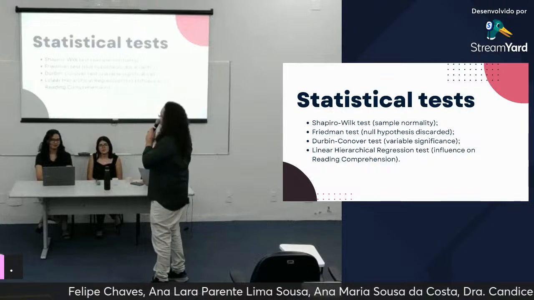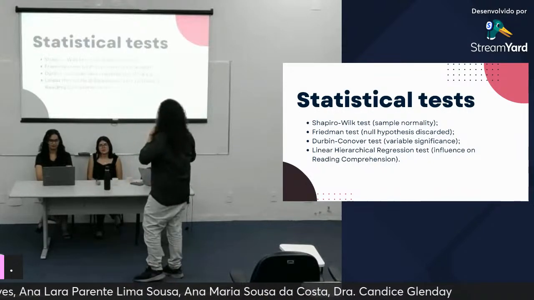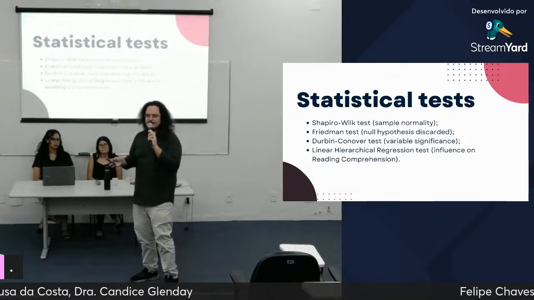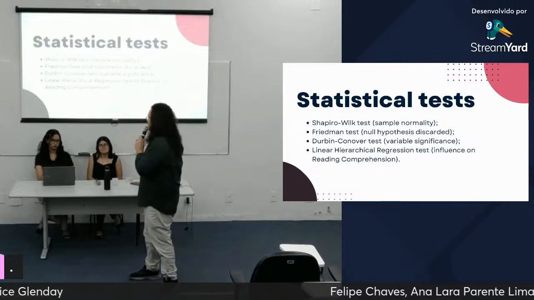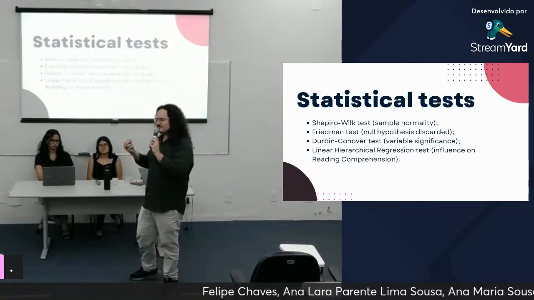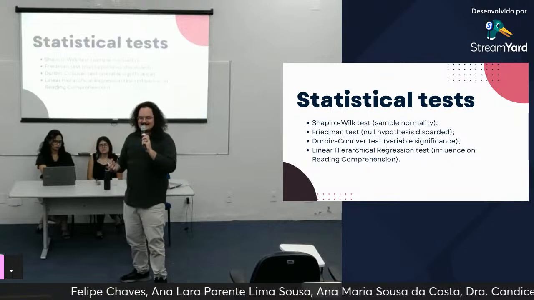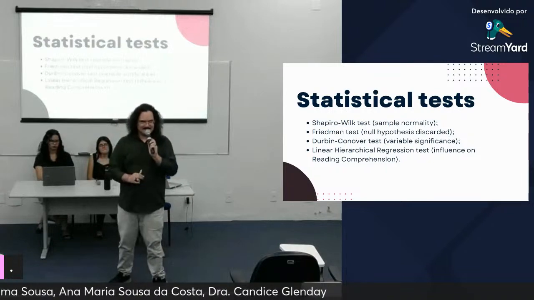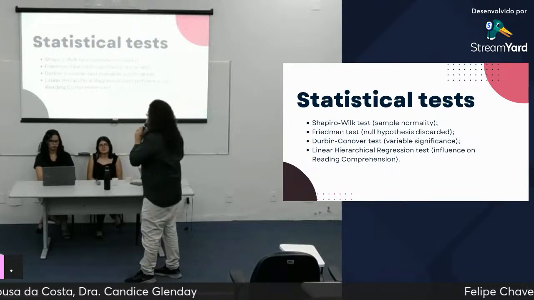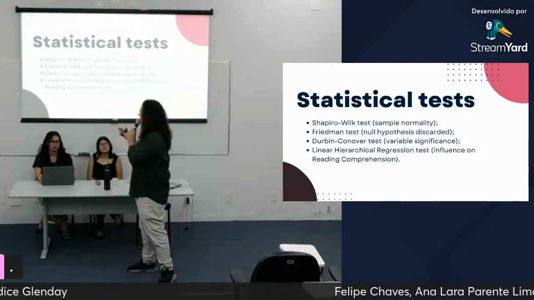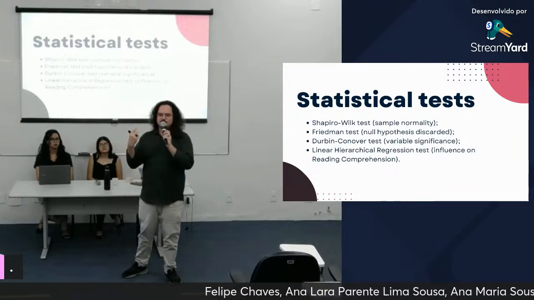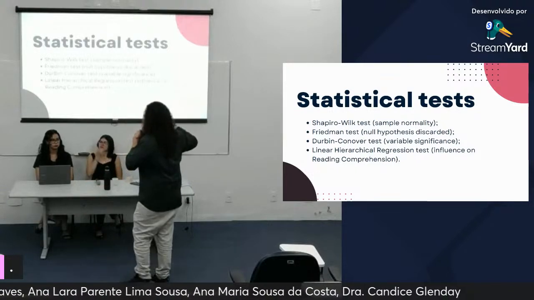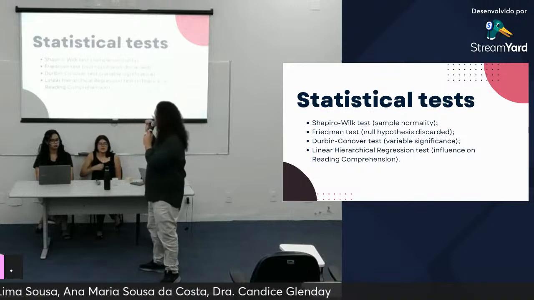And finally, but last but not least, we have the linear hierarchical regression test. Basically, imagine that all the tests that we ran produced variables, and the main variable that we were analyzing was exactly the reading comprehension. As we said in the beginning, our goal was to assess the level of performance on reading comprehension and try to say which of the constructs that we analyzed was the most impactful on it.